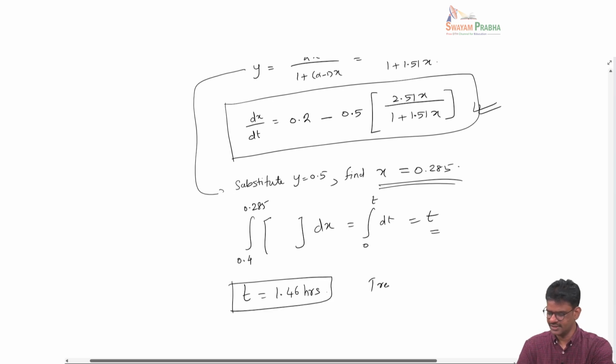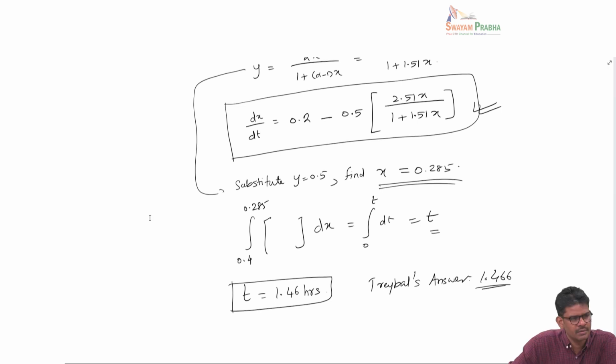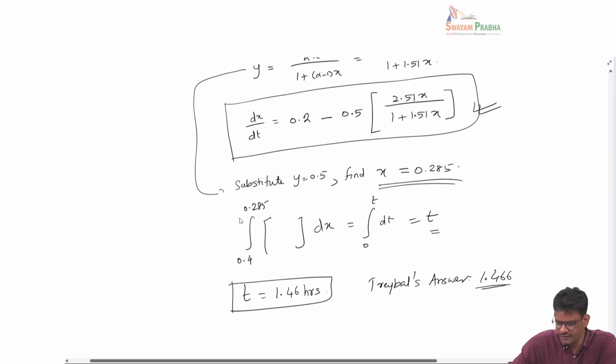And I think Treble's answer was something like 1.466 or something like that. Yeah, it's very close. Isn't that the case? Because x is going from 0.4 to 0.285, so it is getting richer in B, no?